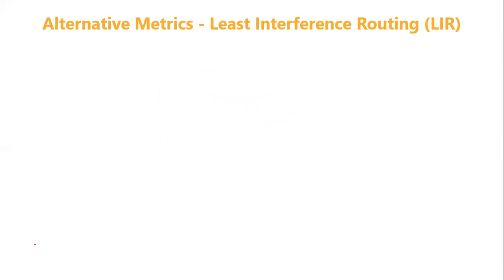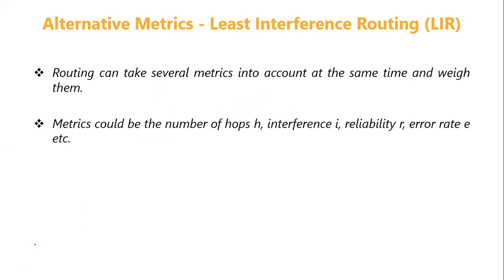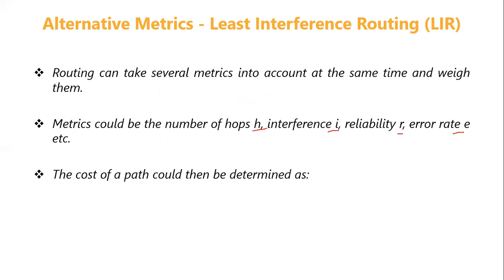Like this, several metrics can be applied. The routing algorithm need not work on hops or interference alone. There are several metrics available that can be included, or multiple metrics can be combined. For example, you can include hops, interference, reliability, error rate, etc. And then you can find the cost, something like cost equals alpha h plus beta I plus gamma r plus delta e, plus any other parameters also.